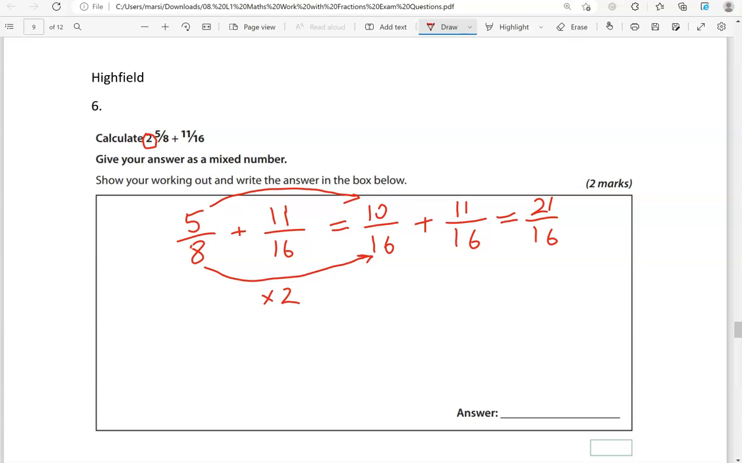21/16. So this is an improper fraction. It's more than 1. So 21 take away 16, that is 5. So we have 1 whole and 5/16 here. So now we can add the 2 that we have to make this 3 and 5/16.